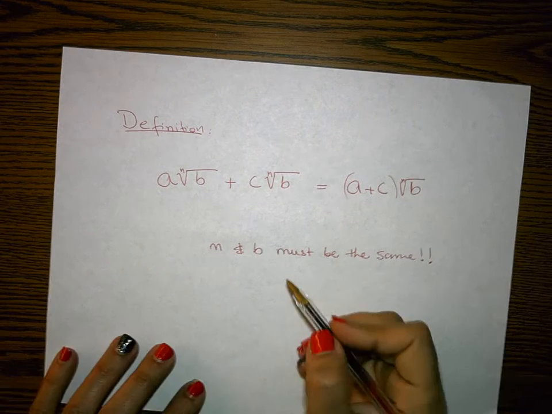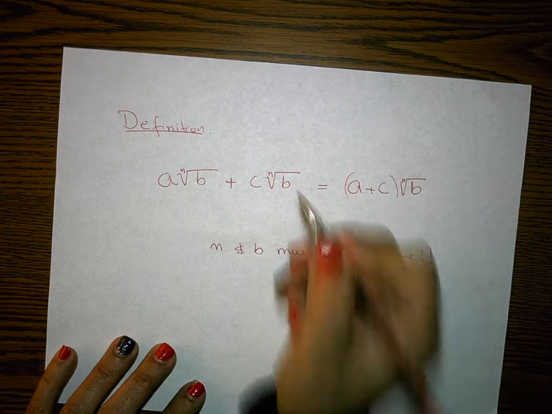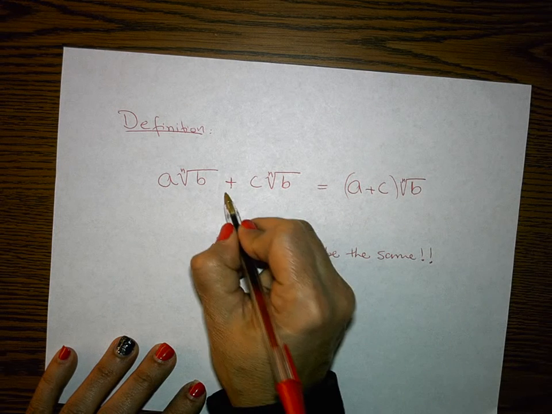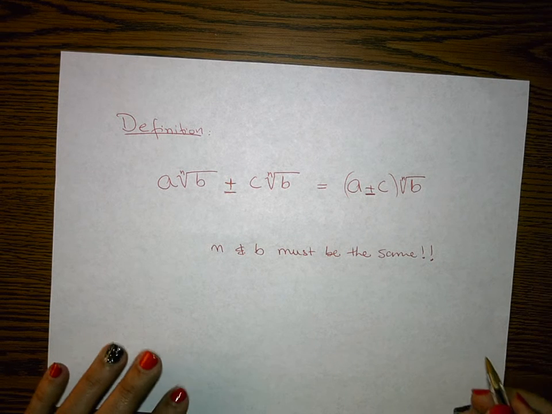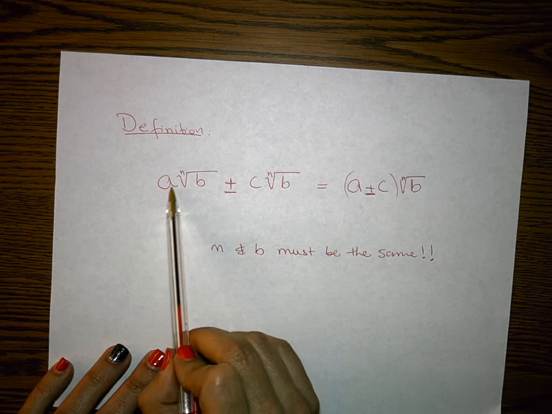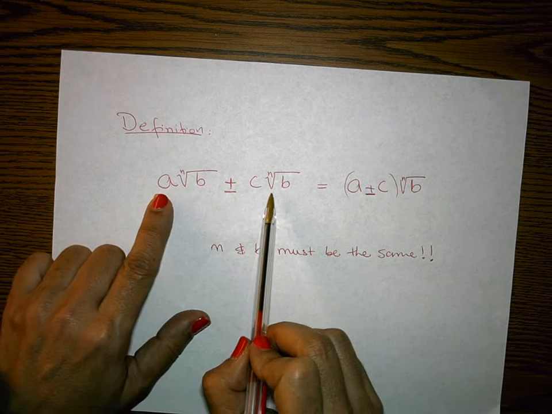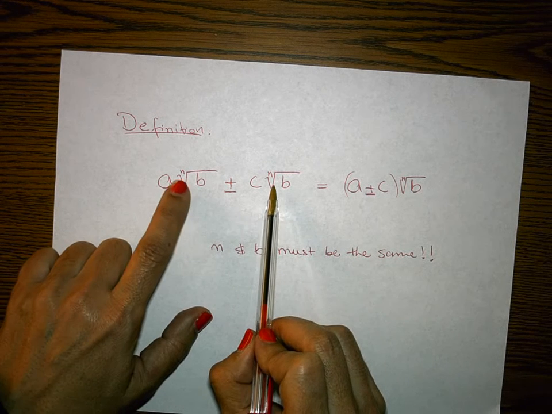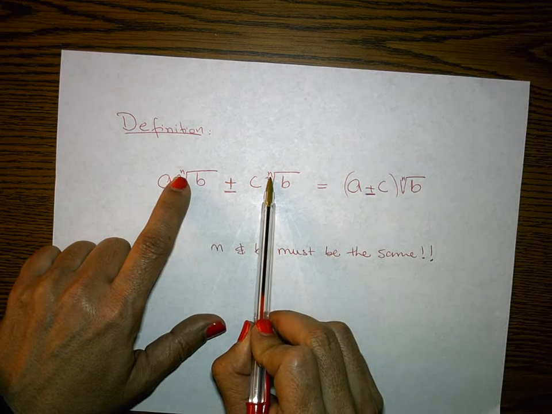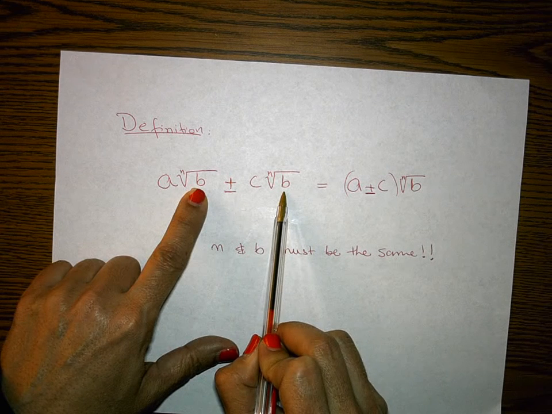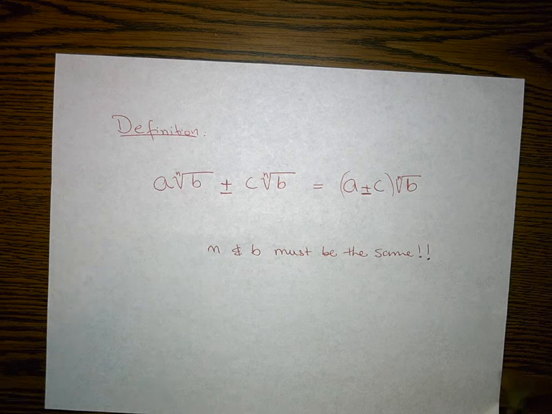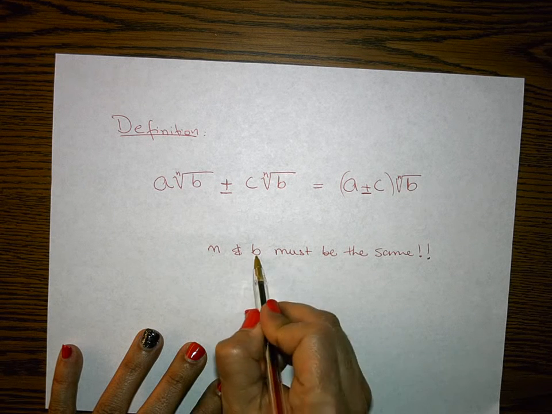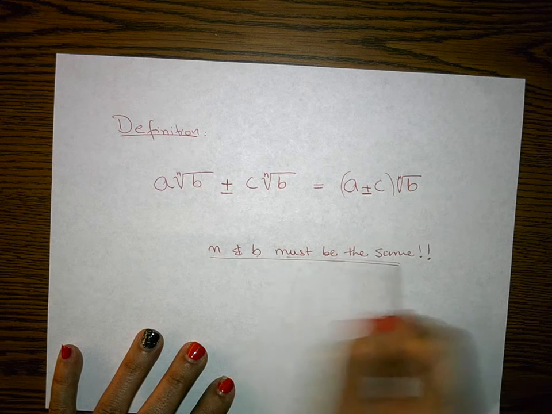There's a nice little definition for adding and subtracting. I wrote just addition, but this is the same rule for subtraction as well. So I'm going to add a subtraction here because it's exactly the same rule. So if I'm adding or subtracting two values, as long as I have exactly the same index and exactly the same radicand, then I can go ahead and add and subtract these values. The index and the radicand must be the same if you want to add.